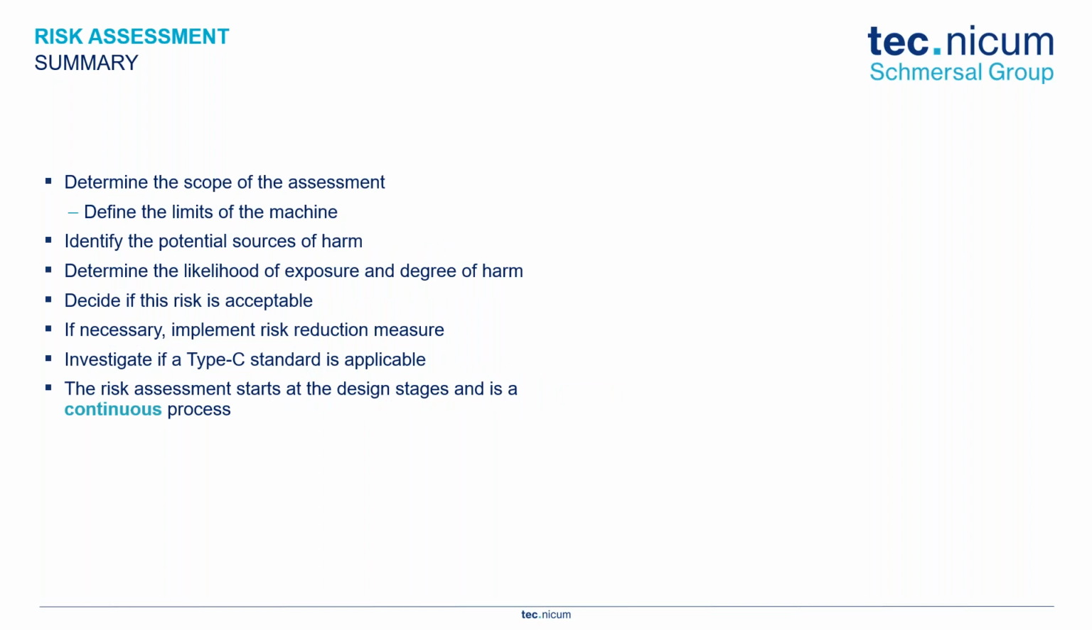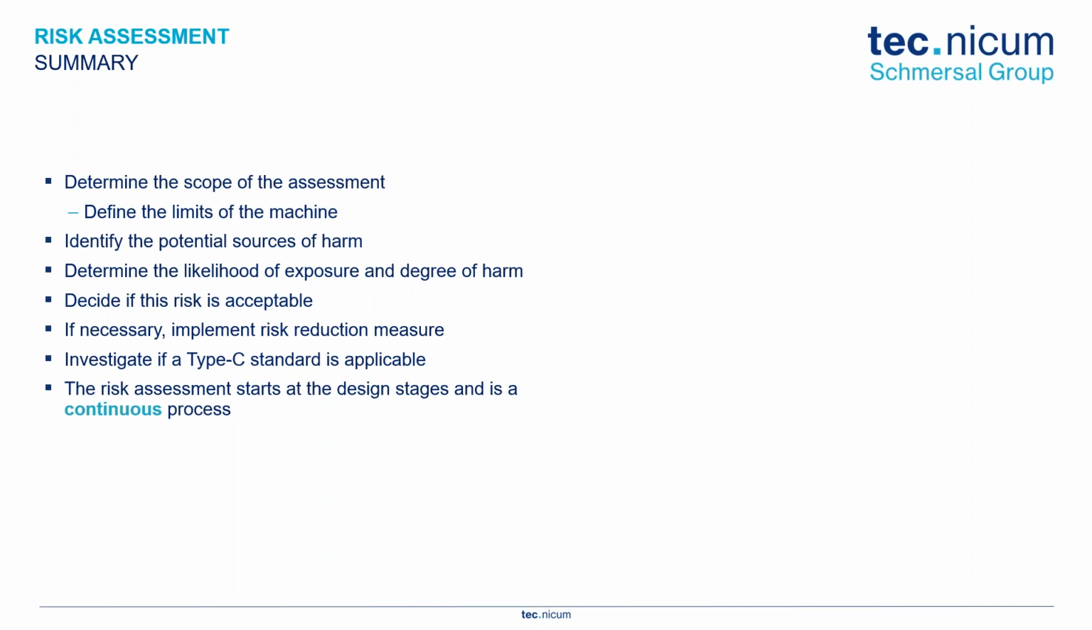Quick summary. So the beginning stages of the risk assessment process is to determine the scope of the assessment. Right? We have to determine the limits of the machine. Who uses the machine? Where is this machine being used? Find the limits, and then identify the potential sources of harm, which are the hazards. Okay. Then we look at the risk, determine the likelihood of exposure. Those are the risks associated with the harm. And then we have to decide, is this risk acceptable? If it's not, we go through risk reduction measures.